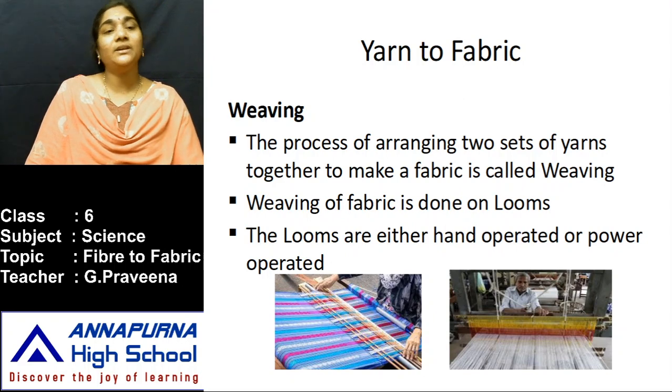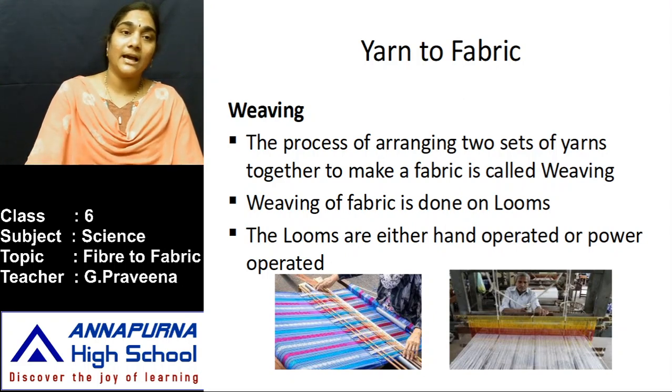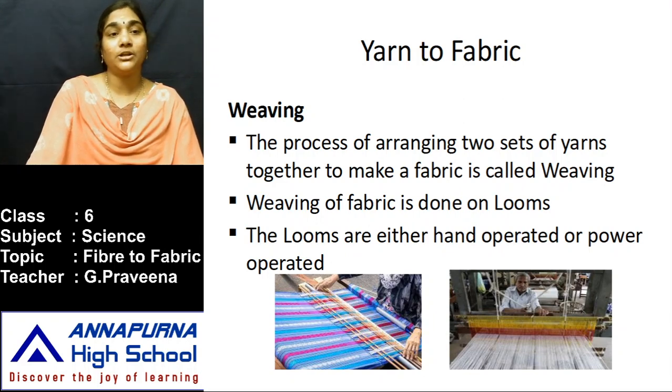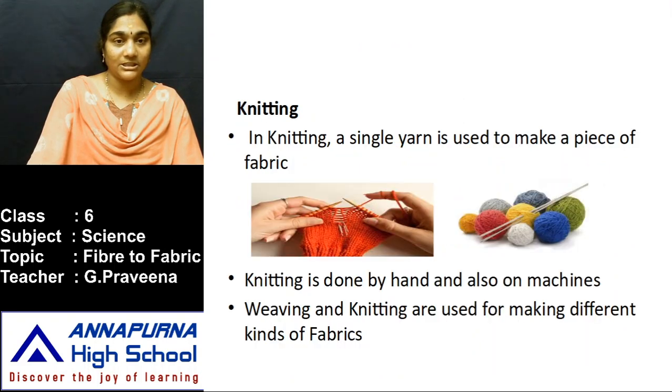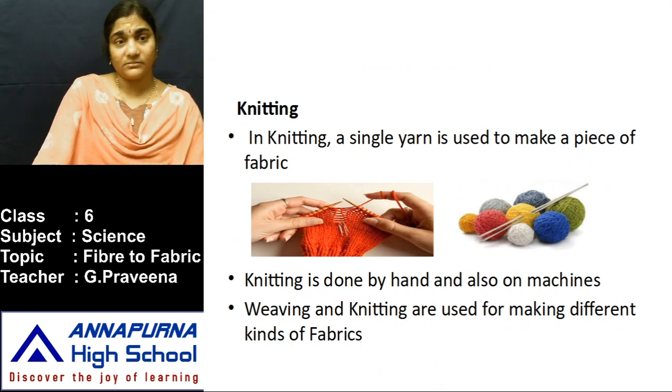Weaving can be done on looms. The looms may be either hand operated or power operated. So children, yarn is converted into fabric, and the process used to convert yarn to fabric is known as weaving. In weaving, two sets of yarns are used together to make a fabric. Now let us see the next process where yarn is converted into fabric.